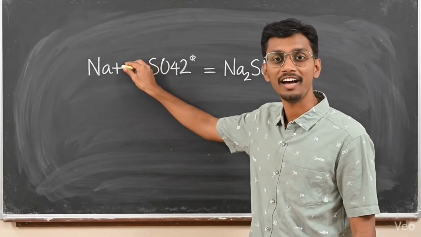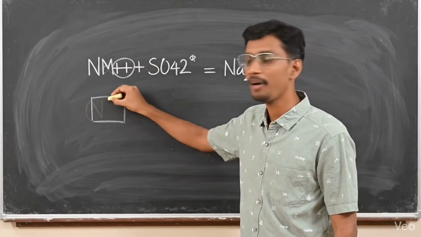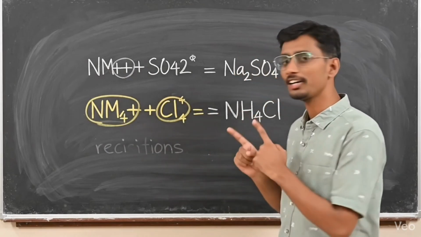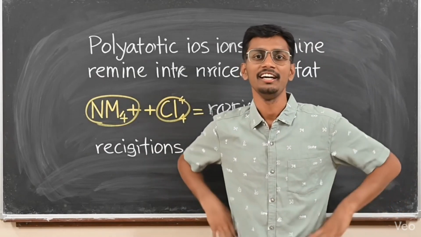Notice here, the sulfate ion SO4 remains together. The ammonium ion NH4 also stays intact. Polyatomic ions remain intact during reactions.